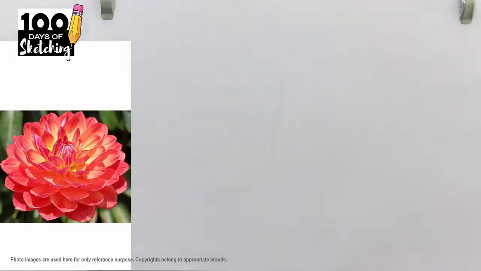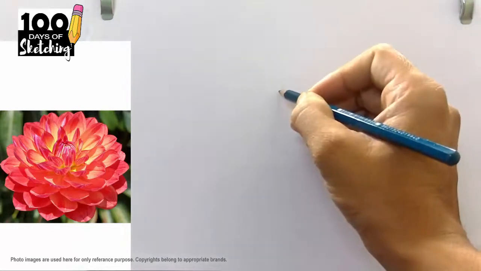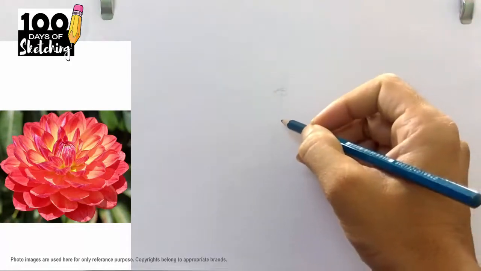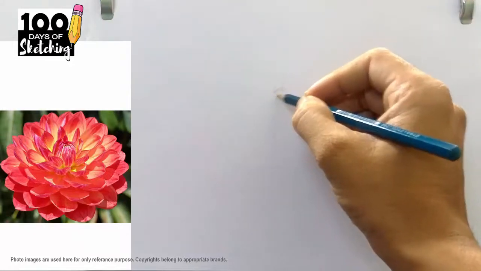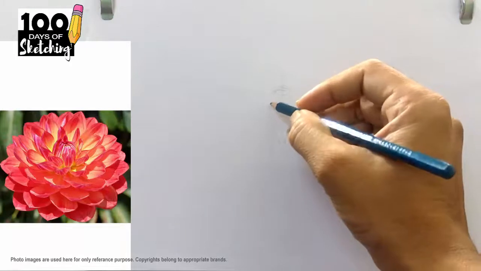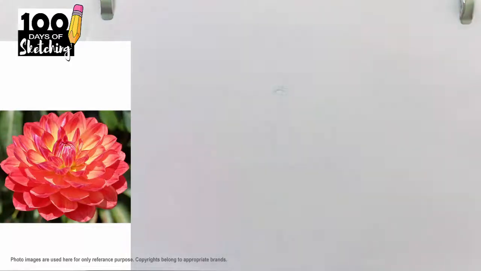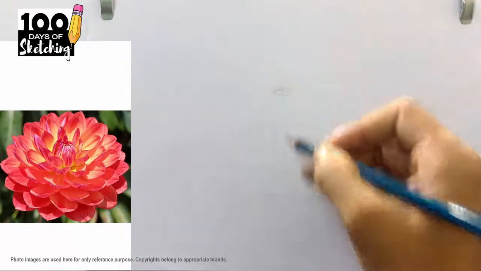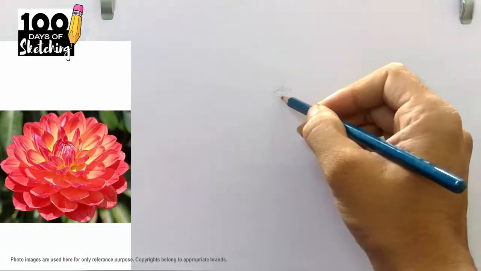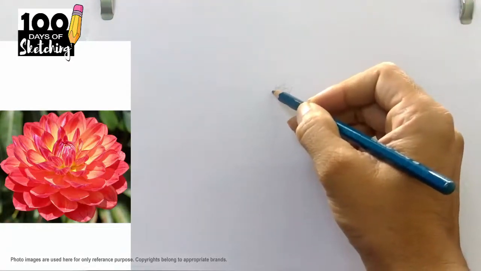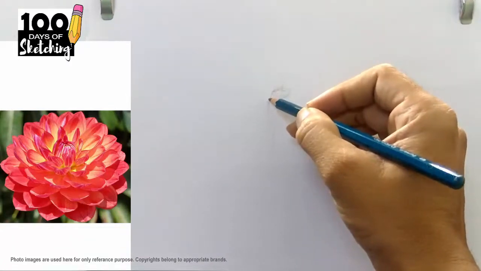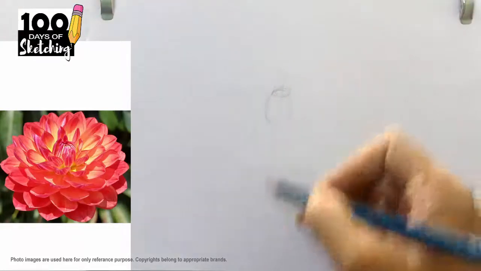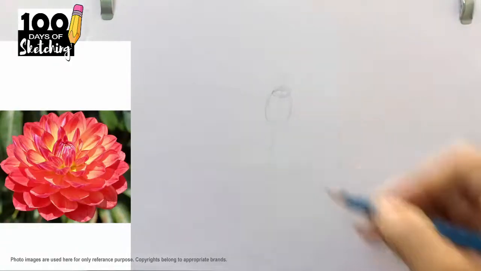That's one part, and I can start from the center part, which is this oval, and as a solid form I can see this is a cuboid, and that cuboid can be converted into the cylinder, which is something like this.